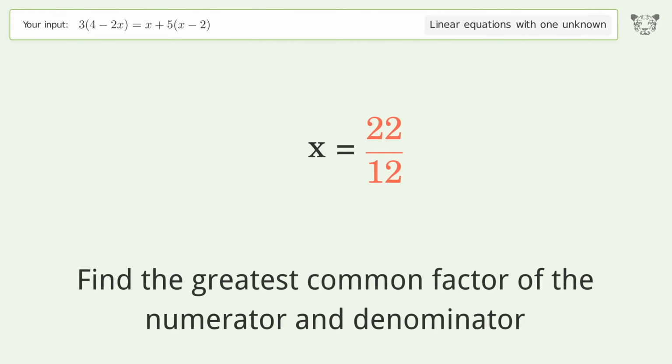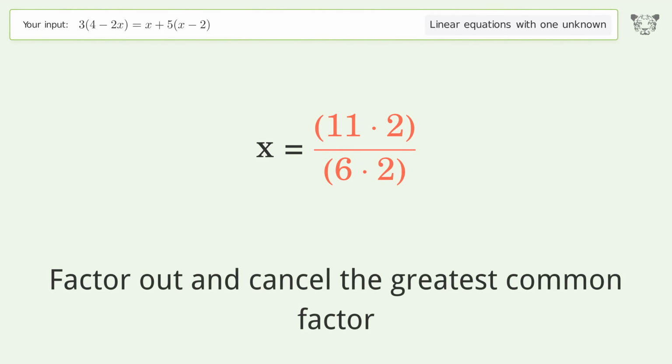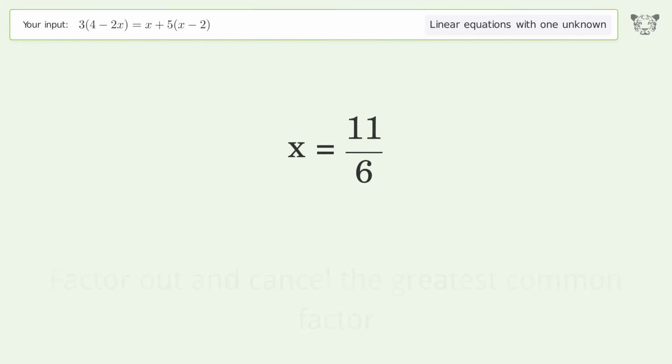Find the greatest common factor of the numerator and denominator. Factor out and cancel the greatest common factor. And so the final result is x equals 11/6.